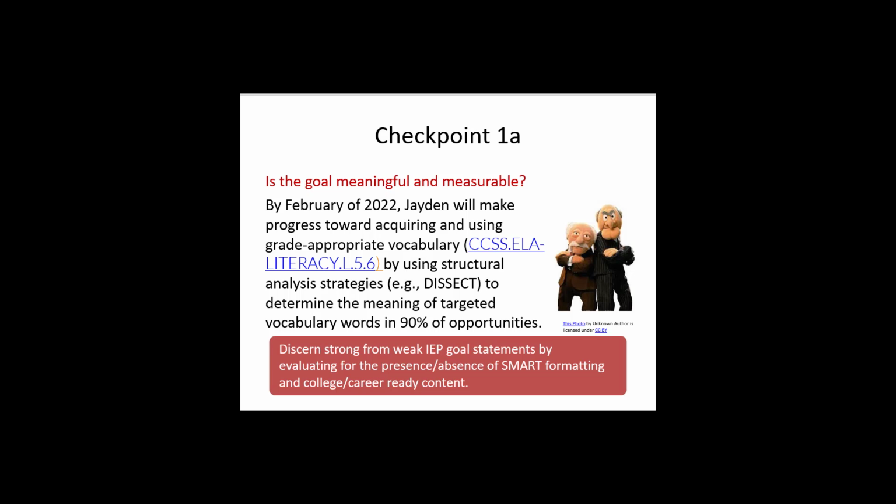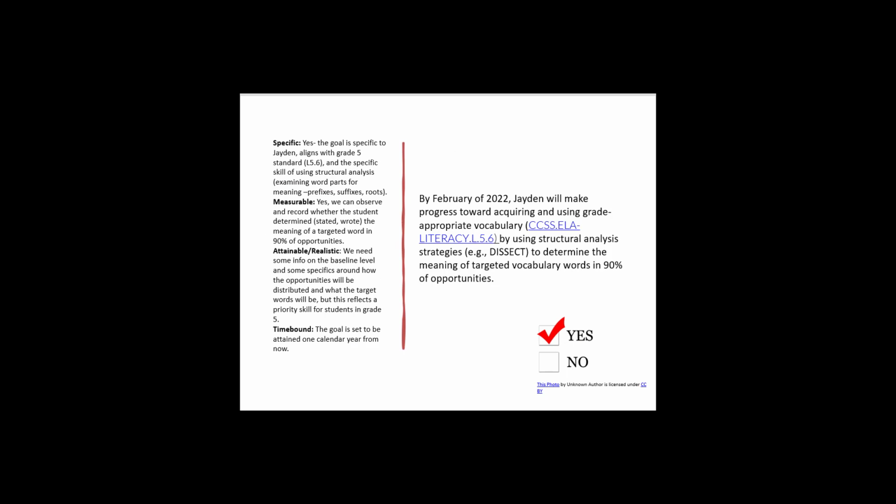So let's break that down and examine the SMART formatting. Specific. Yes, the goal is specific to Jaden. It aligns with the grade 5 standard, language 5.6, and the specific skill of using structural analysis. This means examining word parts for meaning by looking at prefixes, suffixes, and roots. Measurable. Yes, we can observe and record whether the student determined, maybe it would be clearer to say stated or wrote, the meaning of a targeted word in 90% of opportunities.